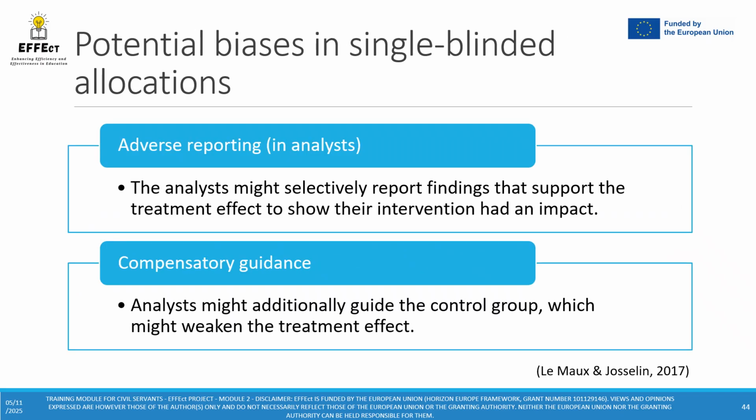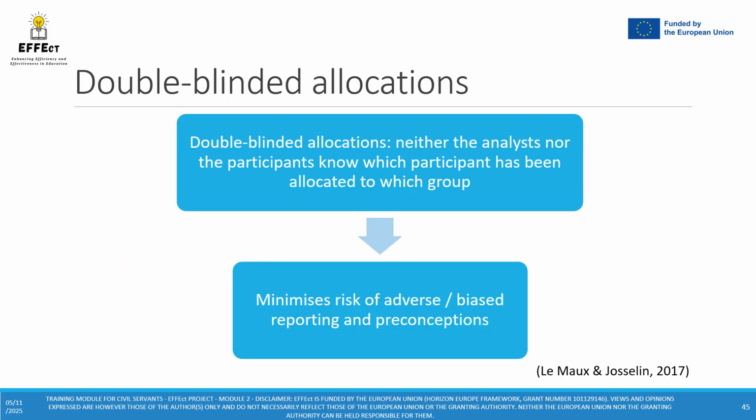Potential biases that might then arise in single-blinded allocations are adverse reporting regarding the analysts, which means that the analysts might selectively report findings that support the treatment effect to show that their intervention had an impact, or compensatory guidance. Analysts, because they know who has been assigned to the control group, might start to additionally guide the control group, which might then weaken the treatment effect. In double-blinded allocations, neither the analysts nor the participants know which participant has been allocated to which group, and this actually minimizes the risk of adverse or biased reporting and preconceptions.